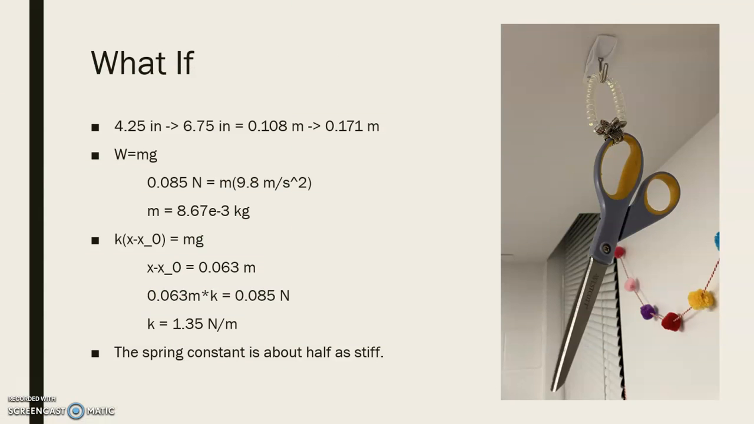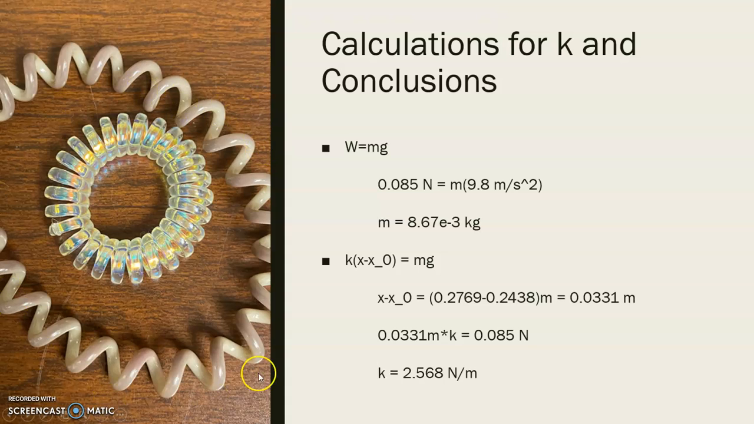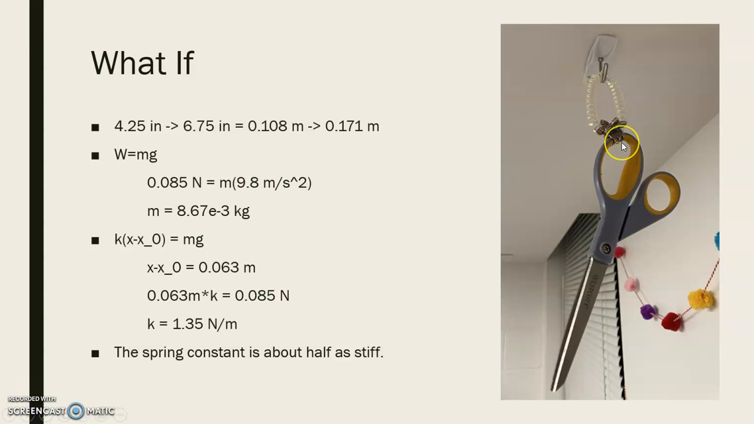So what if we did this but for a new hair tie? Because you see right here, my old hair tie is pretty stretched out. So how is this number changing over time? To find this out, I followed the same process for the newer hair tie as seen right here. And so I got the spring constant of 1.35 newtons per meter. You'll notice that this number is about half as stiff because as you increase that number, you're basically saying the spring is increasing in stiffness.